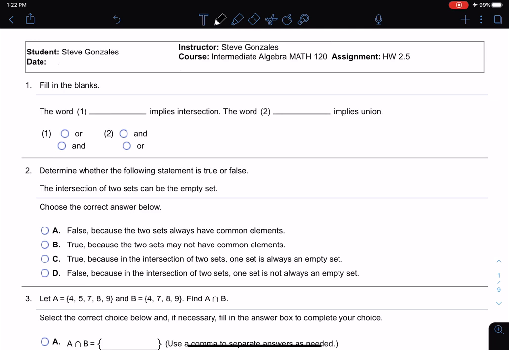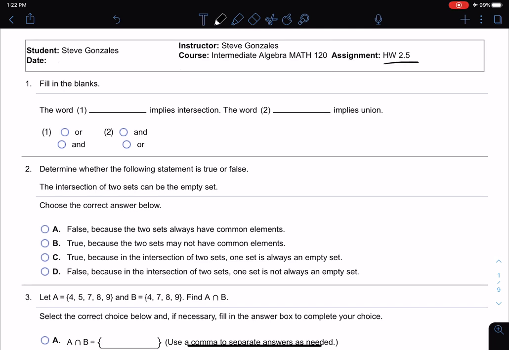Anyhow, 2.5, and we're taking a look at the intersection and union of two sets, and more specifically, how it pertains to inequalities, meaning graphing on the number line like on the x-axis. Let's start off at the beginning here. It says the word something implies intersection. So the word and implies intersection.